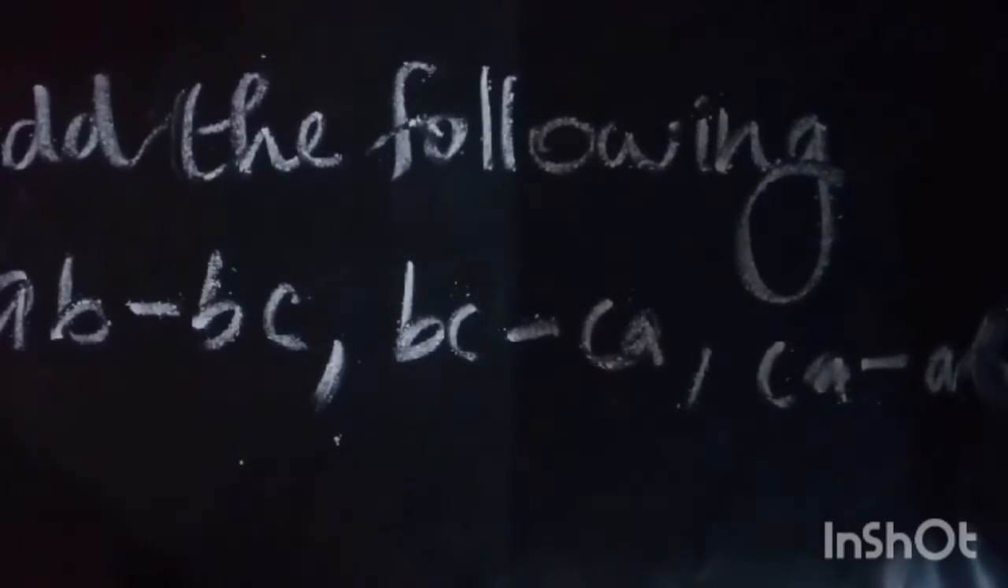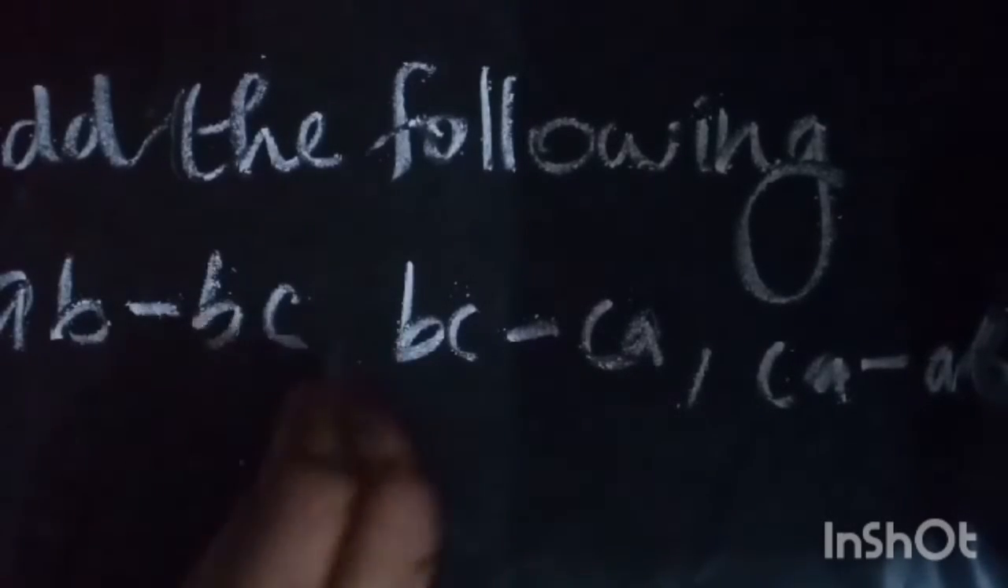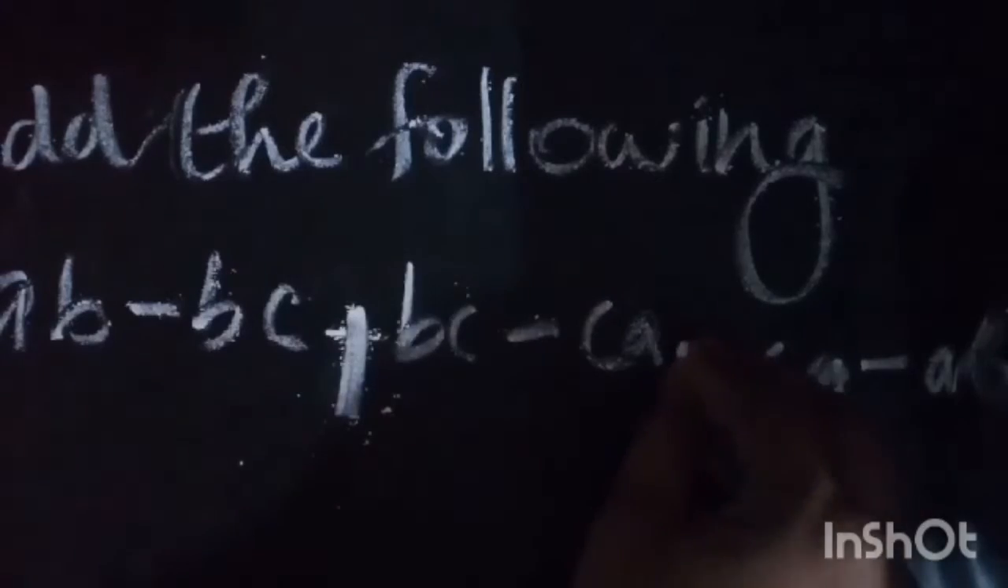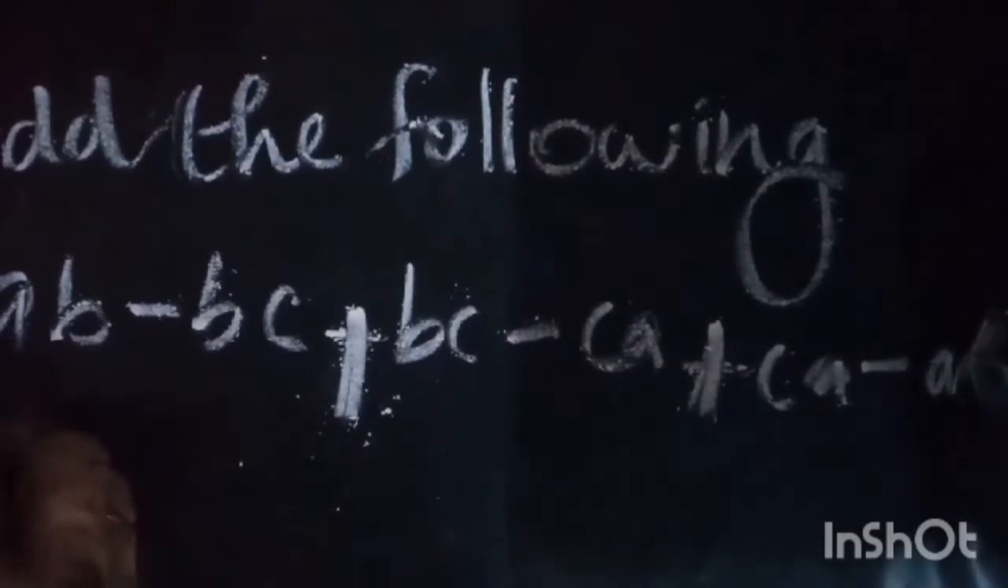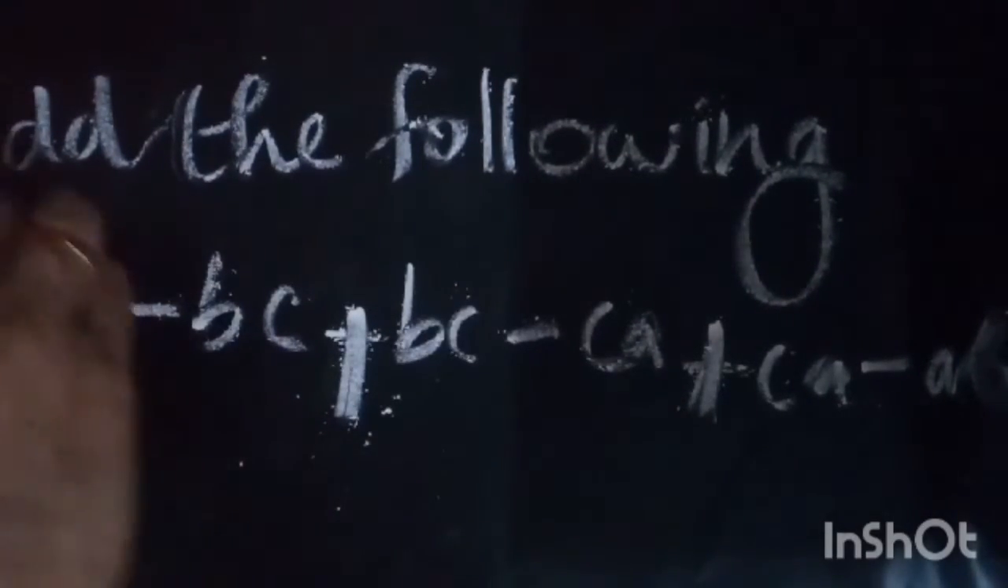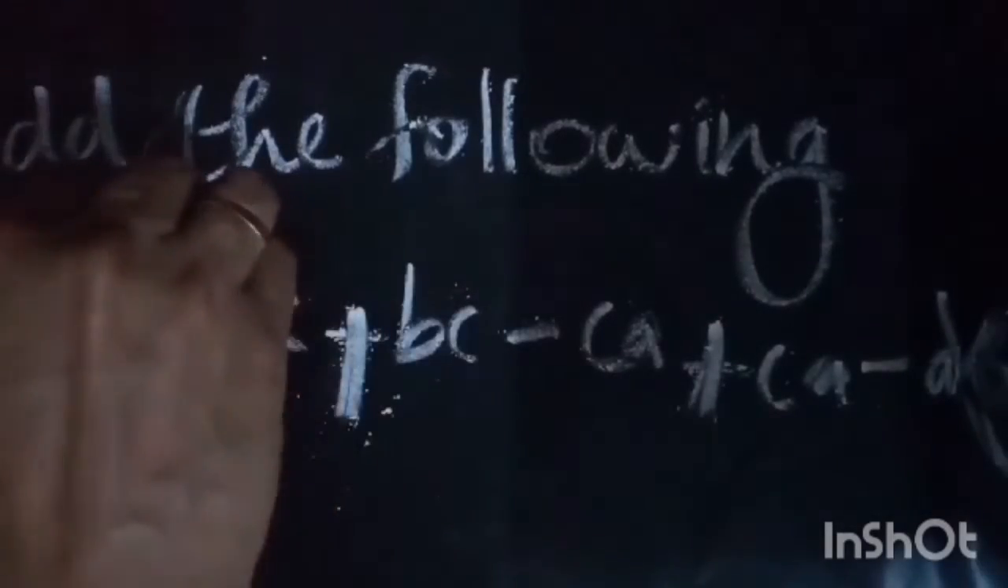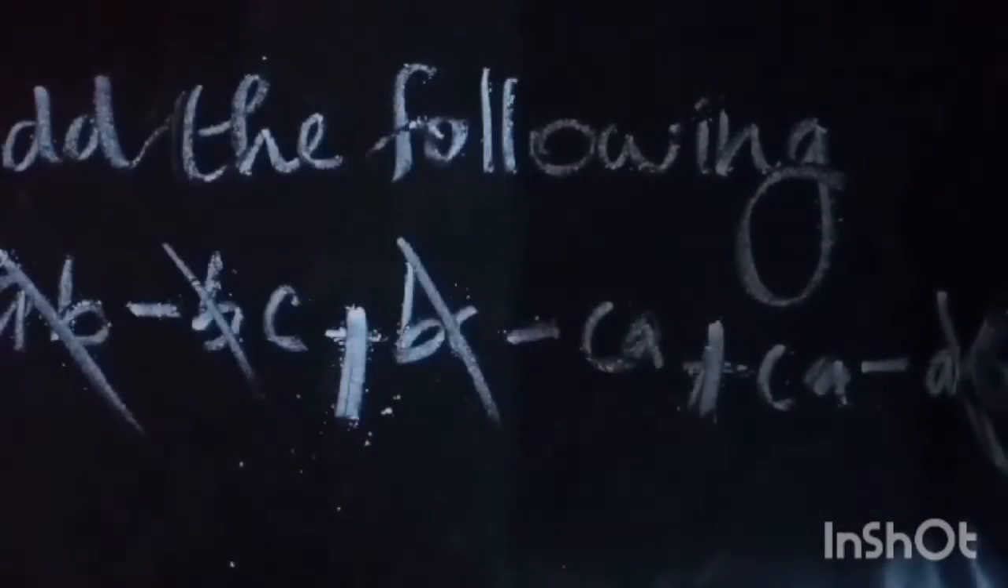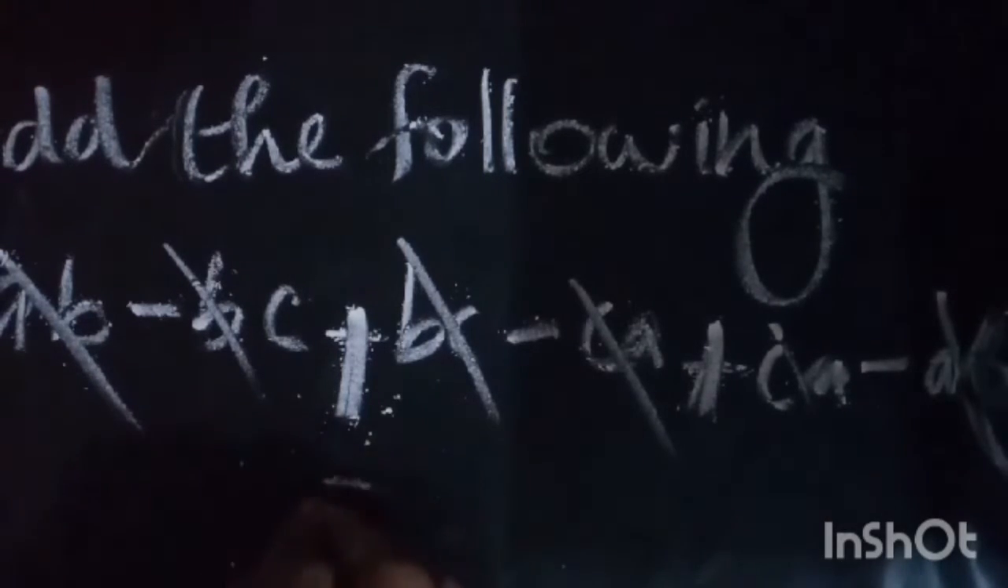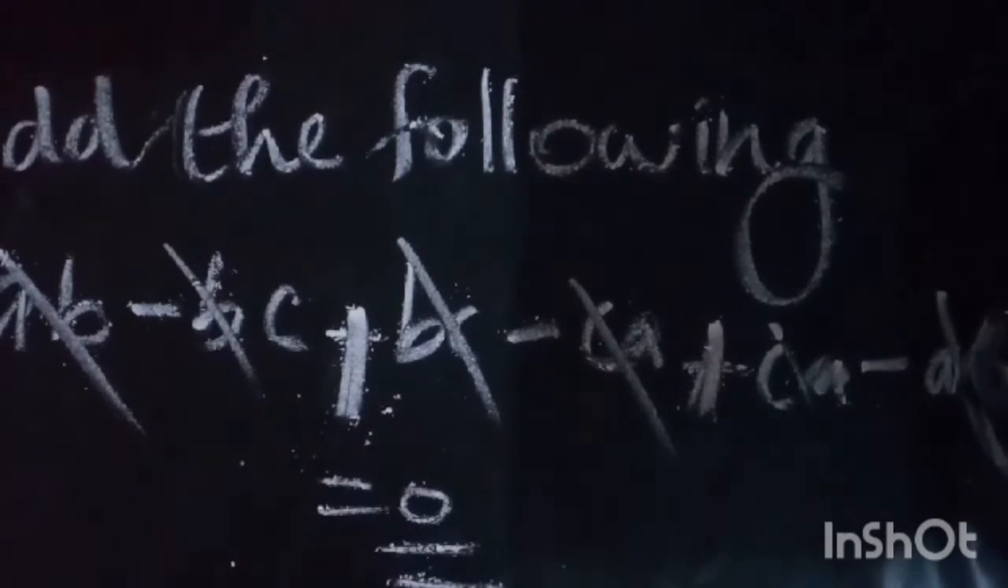You can arrange it row wise and add. If you are arranging it row wise, you will add all this together like this and combine. AB and minus AB cancelled, minus BC and plus BC cancelled, minus CA and plus CA cancelled. So the final answer is 0. This is how we add by arranging row wise.